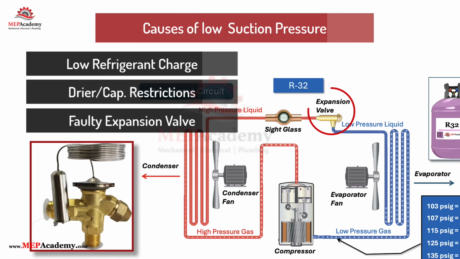3. Faulty expansion valve, TXV, TEV. If a thermostatic expansion valve, TXV, is malfunctioning, sticking closed, or sensing incorrectly, it won't deliver enough refrigerant to the evaporator. Check the sensing bulb placement and charge. Also, feel for a frost line just after the TXV outlet. That's a red flag.